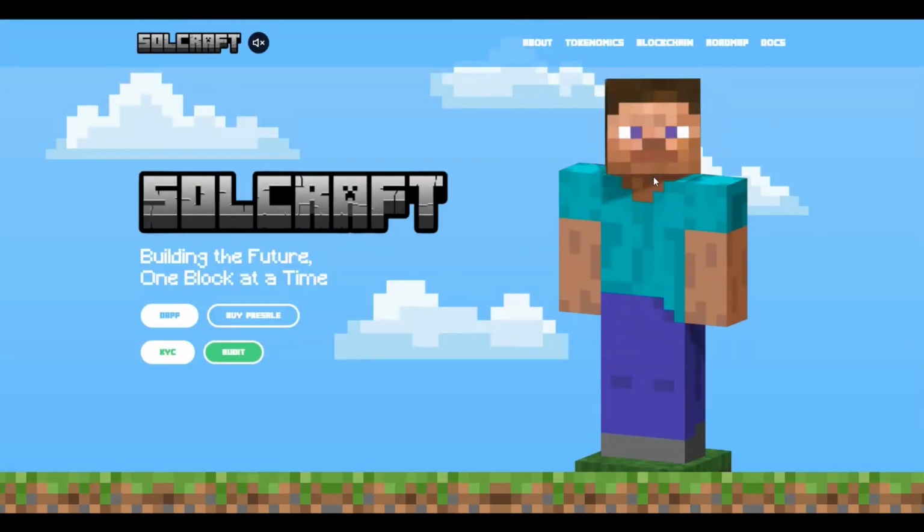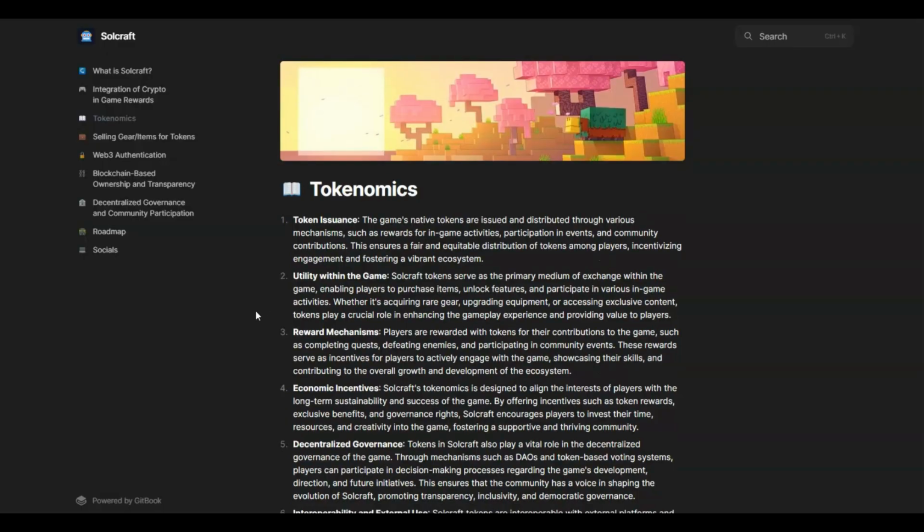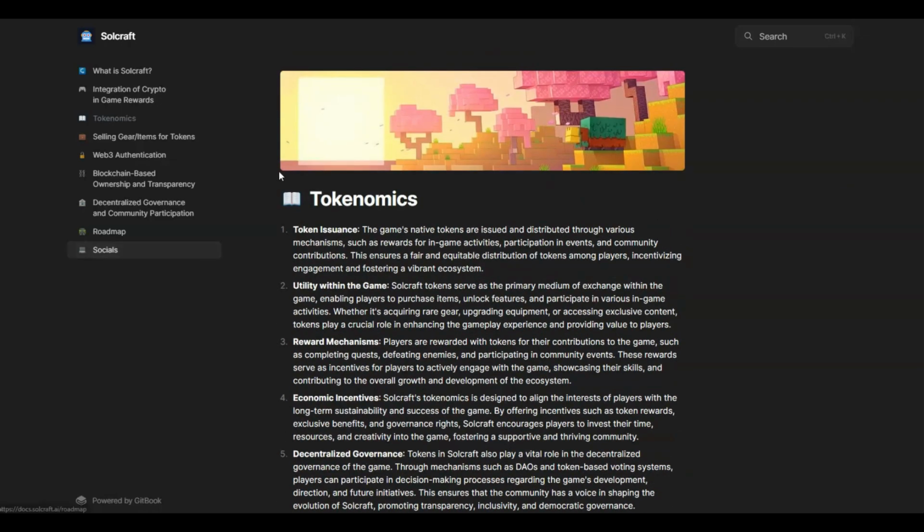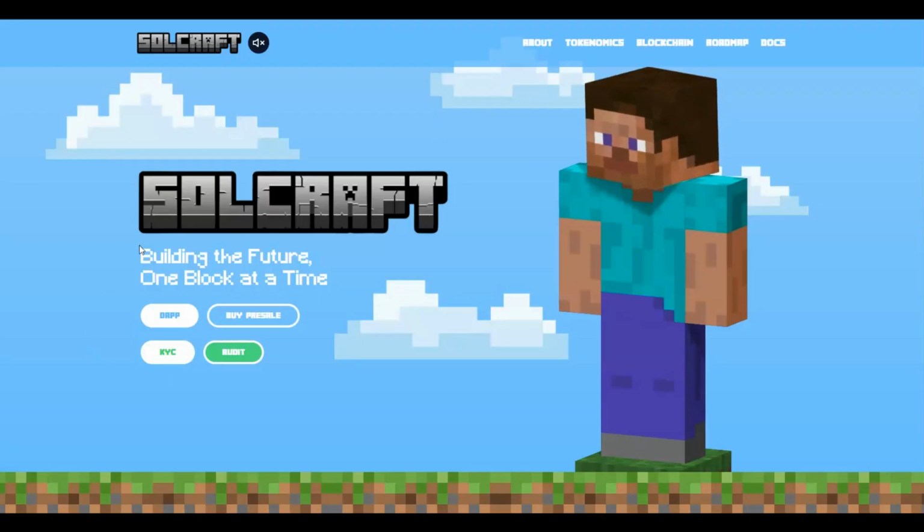So obviously please do understand the risks associated with this kind of tokens. It doesn't mean 100% it's going to be a success, but looking at it, it's an amazing prospect. If they can pull it off, then it's going to work.